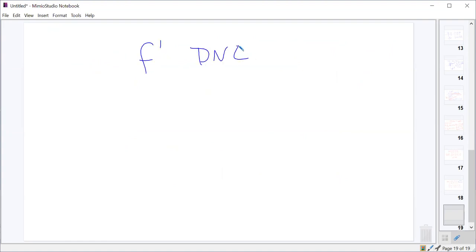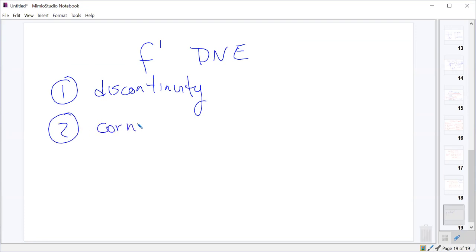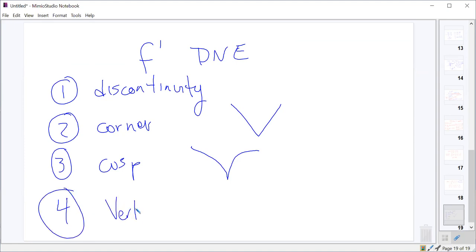F prime does not exist, 1, at a discontinuity, which is what we were just talking about. 2, at a corner, so like an absolute value function or something like that. 3, at a cusp where you're coming in like this. And 4, at a vertical tangent line, where the tangent line is vertical. The slope of the function there is undefined because the slope of a vertical line is undefined. And so if the slope of the tangent line is undefined, that means that the derivative is undefined. So these are the 4 things that make a derivative not exist at a specific point.